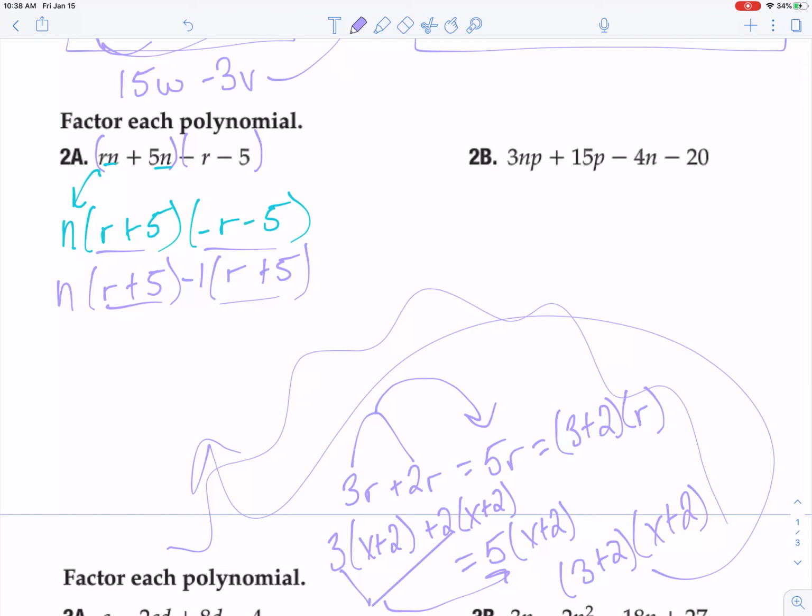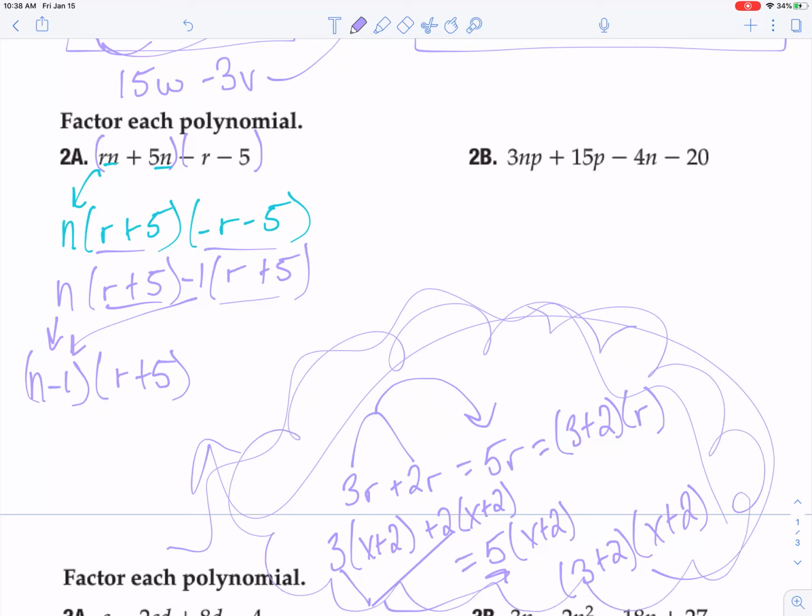So I'm going to say, okay, I have R plus 5. I have N and a -1. That's going to be your first parentheses. And then R plus 5 over here. And the reasoning that works is because of all this stuff that I just explained in this little side thought over there. That's your answer.